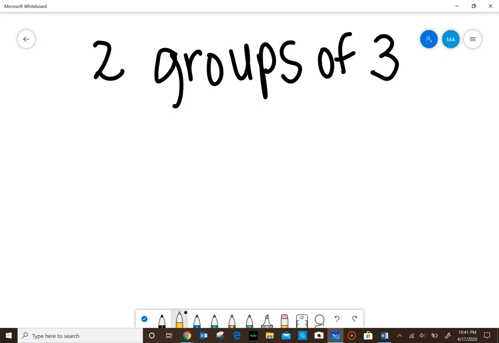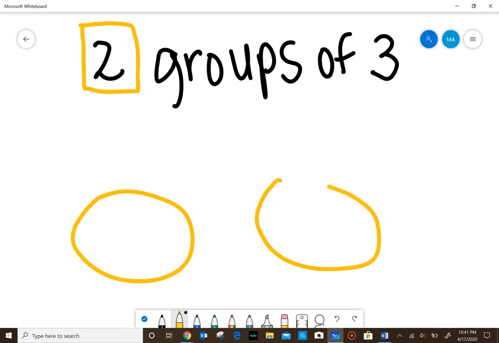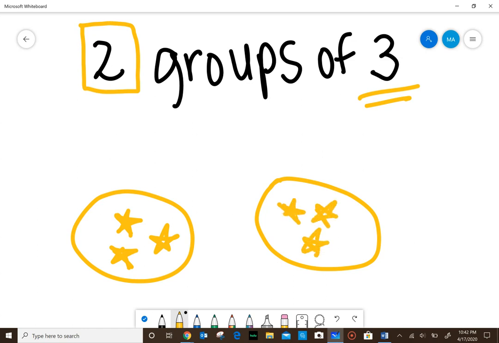So if they ask you to draw two groups of 3, you're going to draw two groups, and the first number is always going to tell you how many groups you're going to make. So you're going to draw 1, 2, and our second number is going to tell us how many objects we're going to put in each group. So we're going to put 3 of something in each group, and it could be whatever you want. I want to put stars, so I'm going to put 3 stars. 1, 2, 3 stars in the first group, 1, 2, 3 stars in the second group.